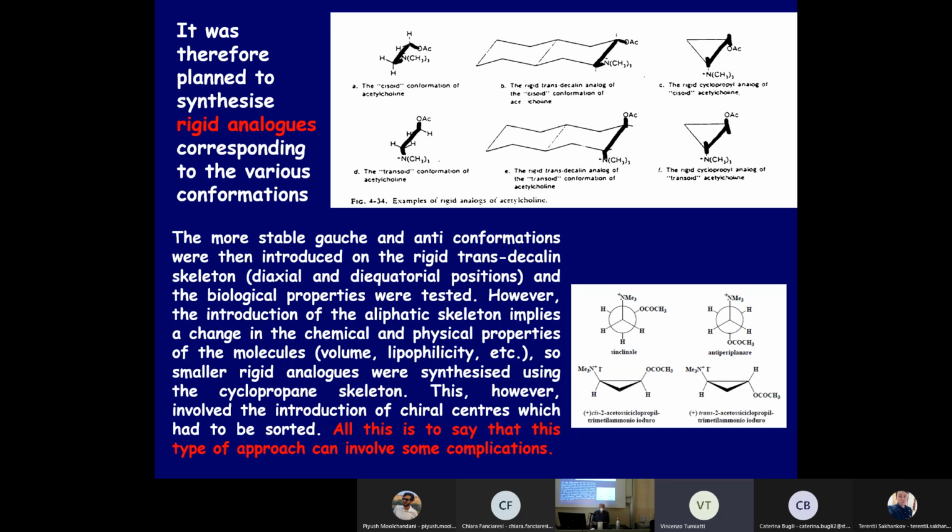This is the problem. We have a frozen analog approach. We have blocked the conformation, but we have changed the chemical physical volume properties, and so perhaps we do not have the ideal interaction. The 2 molecules are too different. In fact, as you can see, other scientists use smaller cycles in order to avoid this type of problem. It's clear now? Yeah. Okay.